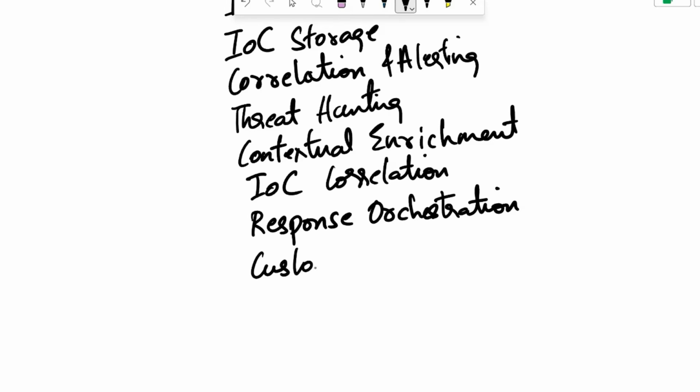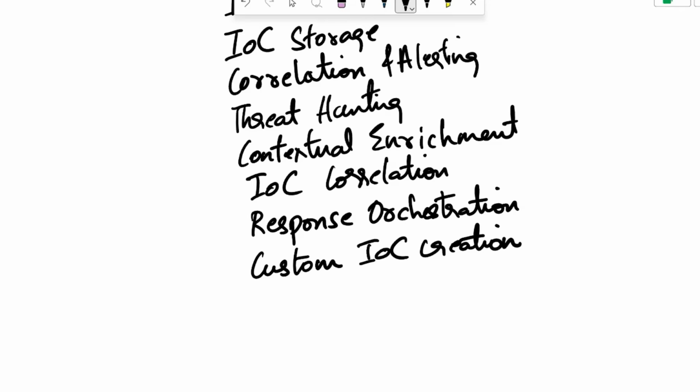Then there is custom IOC creation. Organizations can define their own custom IOCs based on their specific threat landscape and security requirements. These IOCs can be added to the SIM's database and used for detection and alerting.